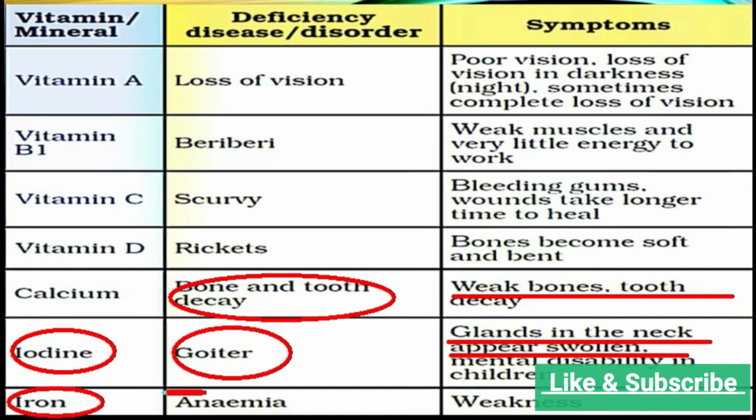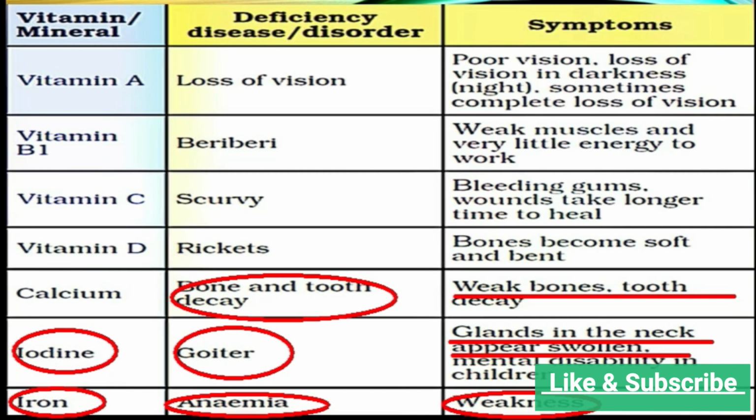The last one is iron. Students, deficiency of iron in our diet causes anemia, and it causes weakness. Now let's move on towards the next slide.